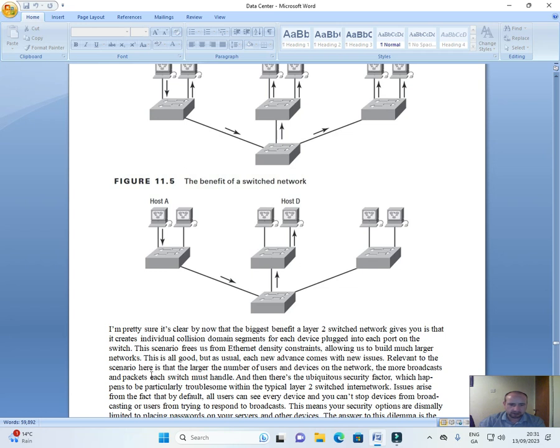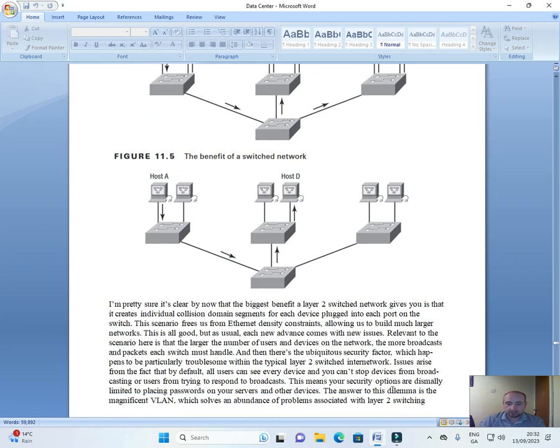Relevant to the scenario here is that the larger the number of users and devices on the network, the more broadcasts and packets each switch must handle, and then there's the ambiguous security factor, which happens to be particularly troublesome within a typical layer 2 switched internetwork. Issues arise from the fact that by default all users can see every device, and you can't stop devices from broadcasting or users from trying to respond to broadcasts. This means your security options are dismally limited to placing passwords on your servers or other devices.